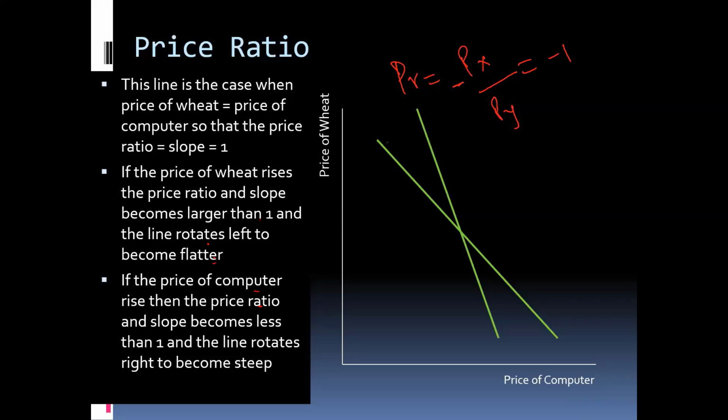It means that if product Y is expensive, it will become flat. If X is expensive, it will become steep. So what does it mean? This line has a slope of minus one. This line has a slope less than minus one, which means that it is between zero and minus one. And the line which was flat has a slope between minus infinity and minus one. So it was a bigger number, a smaller number, and in between.